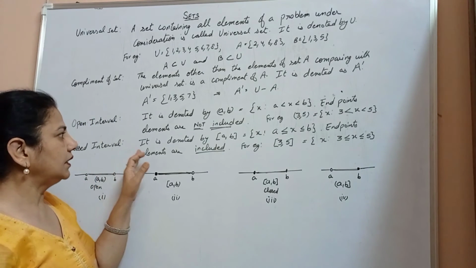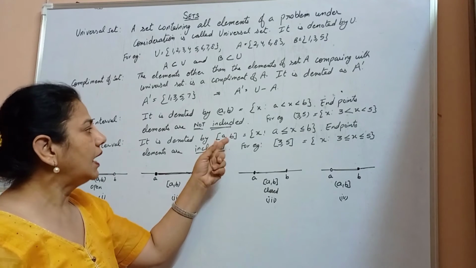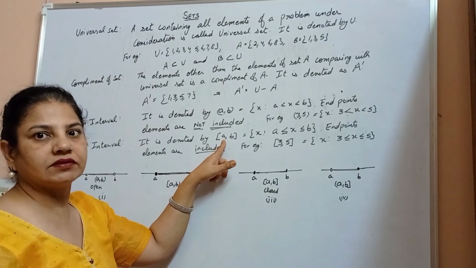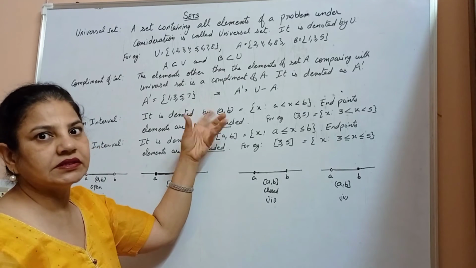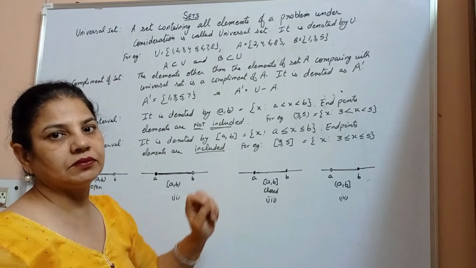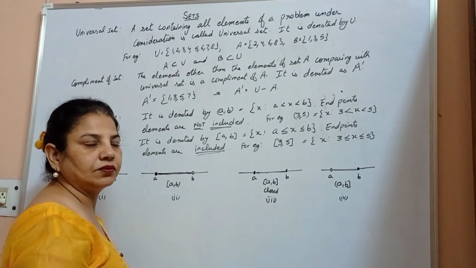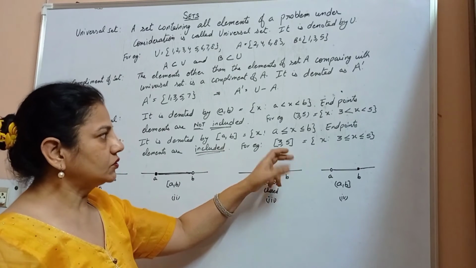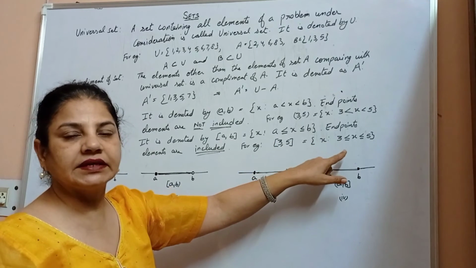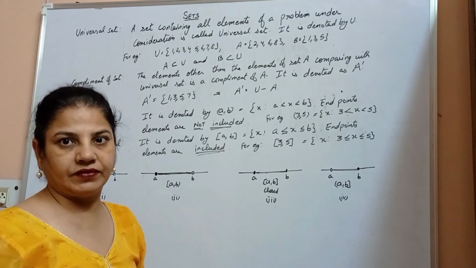Closed interval is denoted by the set [a, b] and it is written in the closed bracket, the square bracket. Closed interval is written in the square bracket and open interval is written in the simple bracket. So we have x such that x is greater than or equal to a and less than or equal to b. In this case, endpoints are included. For example, [3, 5]: x such that x is greater than or equal to 3 and less than or equal to 5. So the elements of this set are 3, 4 and 5.